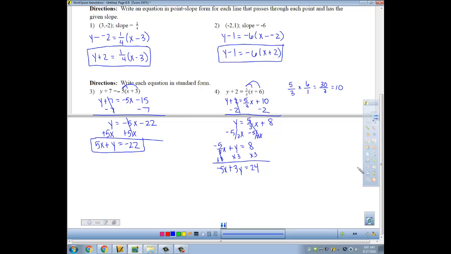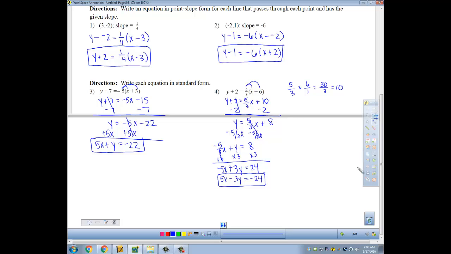So I'm looking pretty good. I have my x and y on one side, constant on the other, no fractions, but I still have a negative in front of my x, which I can't have. So the way to get rid of that is pretty simple. You just change all of your signs. So it becomes a positive 5x minus 3y equals negative 24. So it's like dividing all of your terms by negative 1. So that's your final answer.